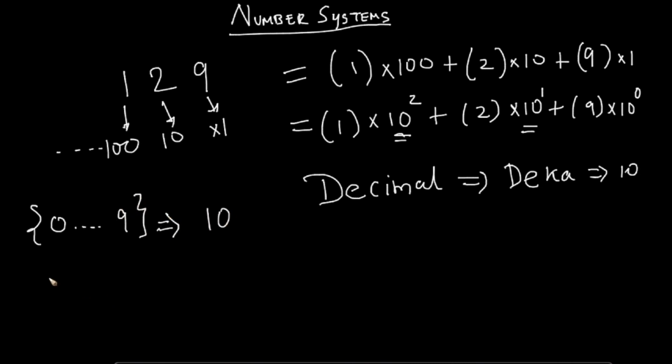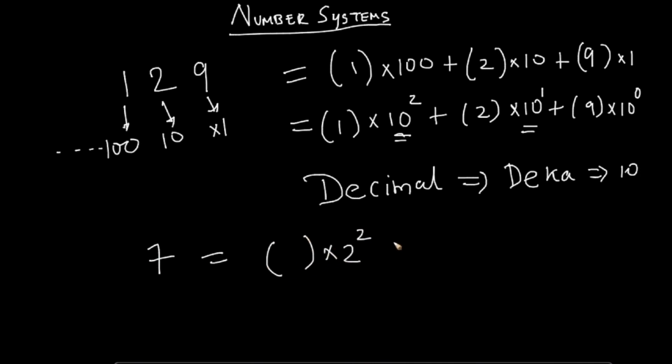But in the world of computers, we only have either a 0 or a 1. So it makes sense to use and represent numbers in powers of 2. So in the world of computers, let's see how you would represent something such as the number 7. We already saw that we'll be using powers of 2 over here. So what should we put in these brackets so that it represents the number 7?